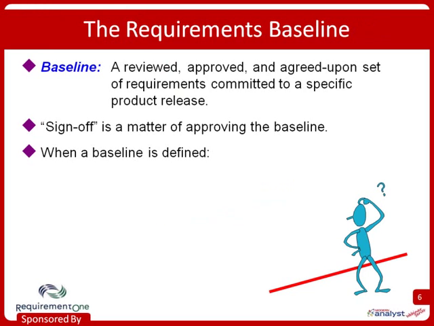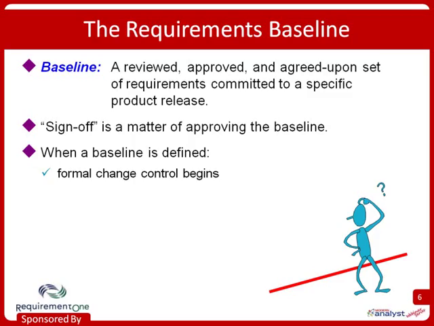So when we define a baseline, here's exactly what happens at that point. First of all, this is really the trigger for a formal change control process to begin. In fact, that's really what the baseline means. Before that, we're not trying to manage changes in any structured way because we know we don't have the final set of information for that baseline.